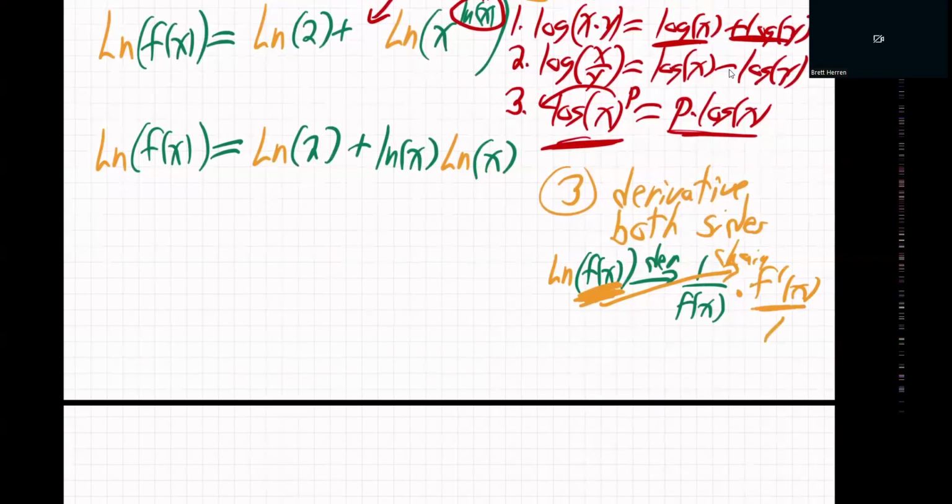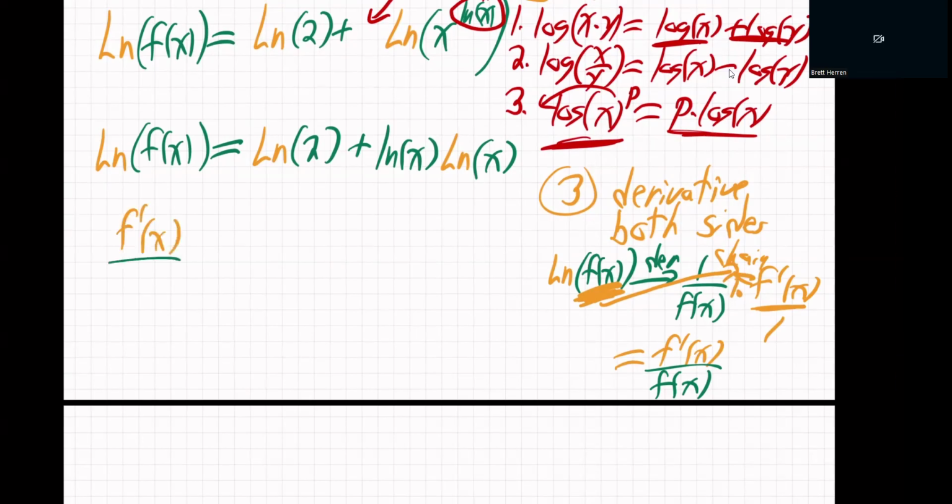And that's over 1, so then that goes to the top. So we just say, look, it's just f prime of x over f of x. So that's what we always do on the left side. We just say, okay, look, it's f prime of x over regular f of x.